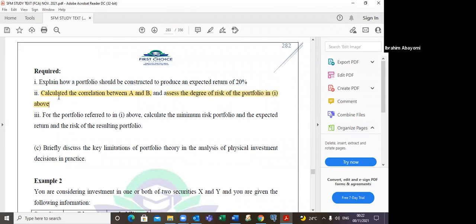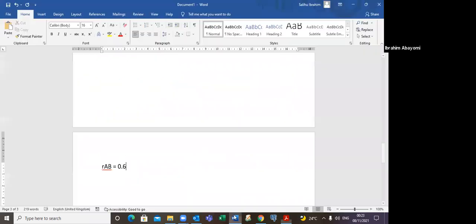So risk of portfolio. How do we measure the risk of our portfolio? To measure risk of portfolio, we are using a formula. The formula is a bit long. I'm not sure whether this formula is part of the formula sheet.